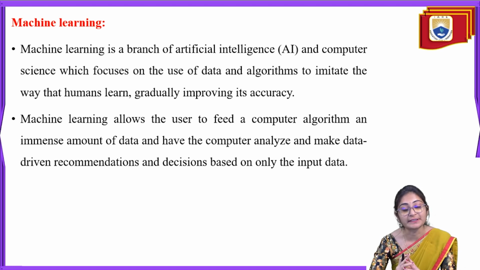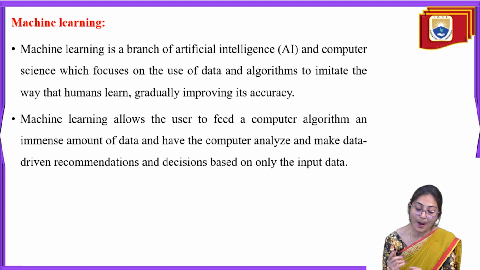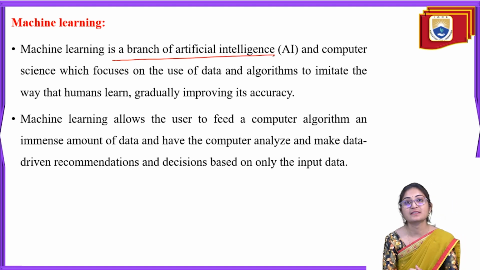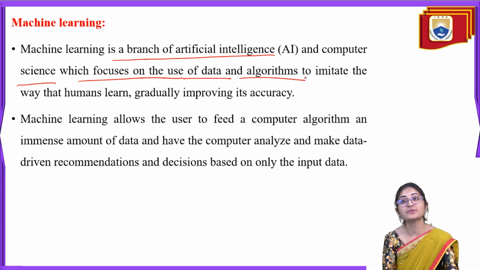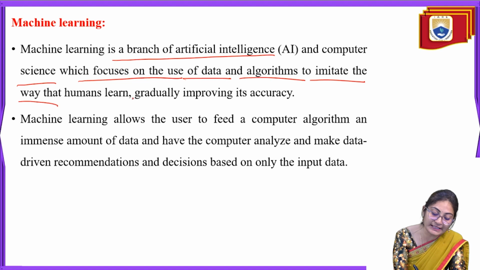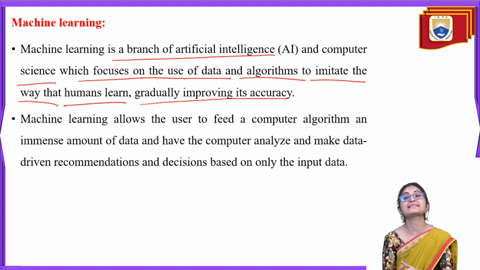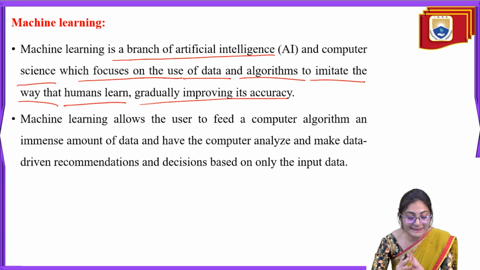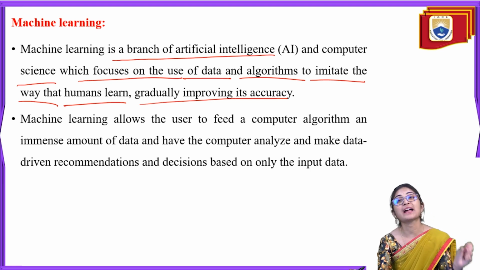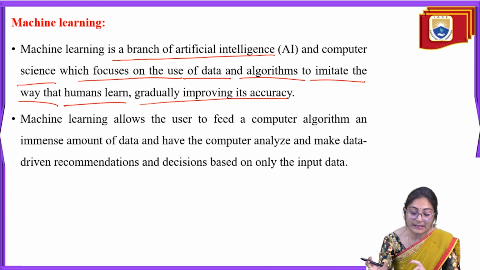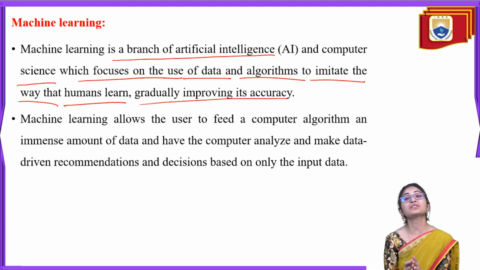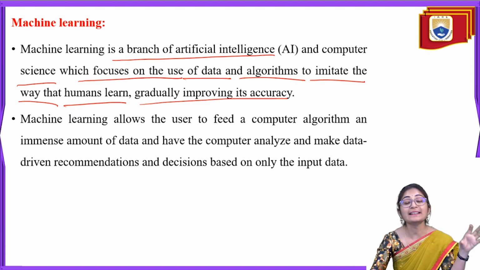Now what is meant by machine learning? So machine learning is a branch of artificial intelligence and computer science which focuses on the use of data and algorithms to imitate the way that humans learn, gradually improving its accuracy. So in simple words, machine learning is a branch of artificial intelligence and computer science. And both artificial intelligence and computer science are focusing on the use of data and some algorithms which are very useful for improving accuracy.